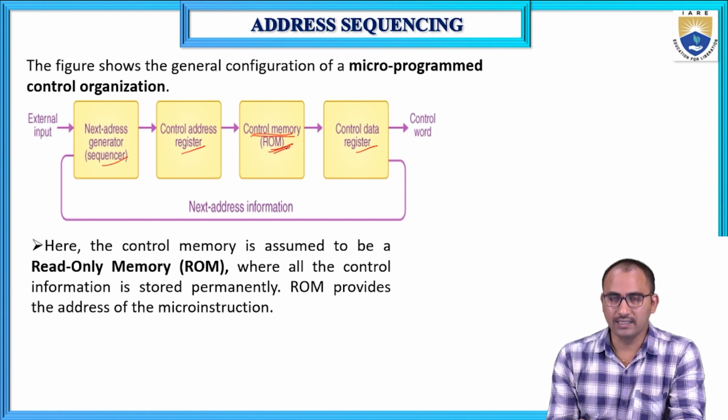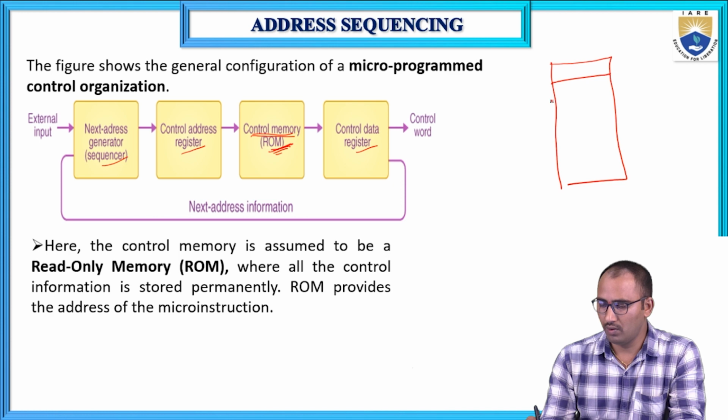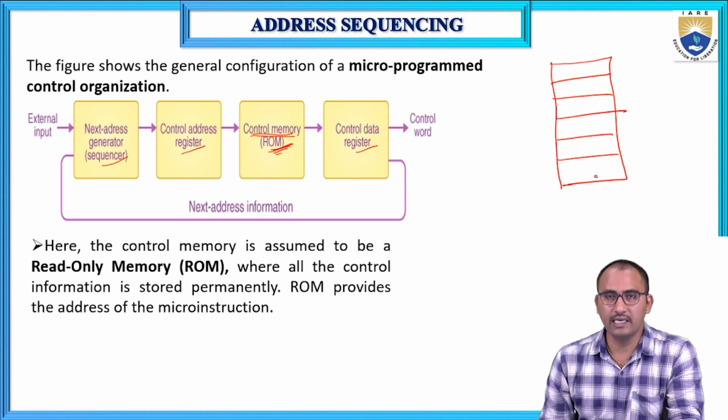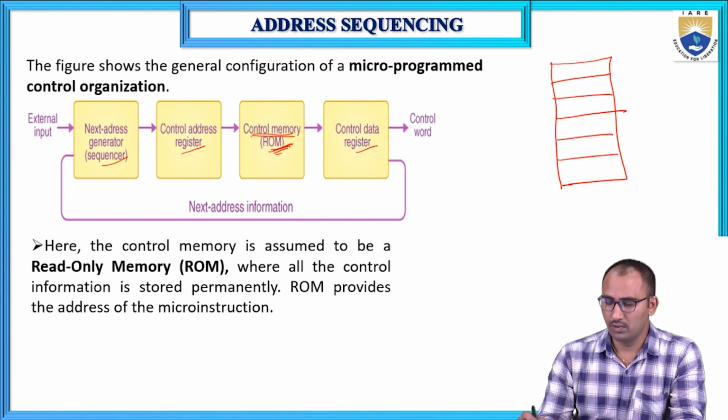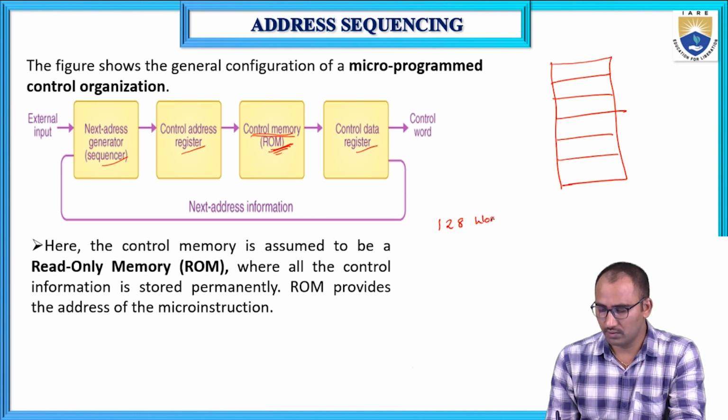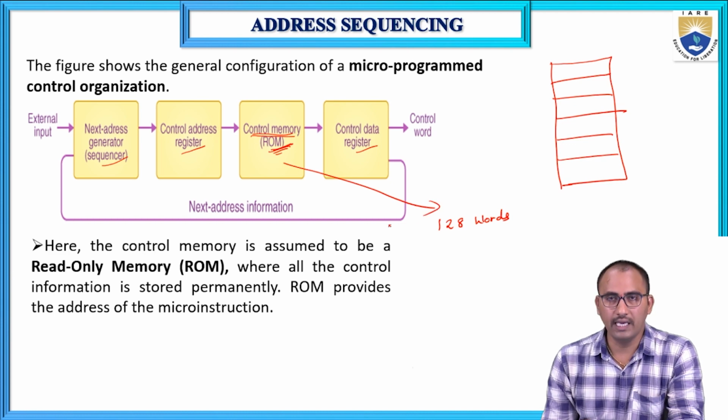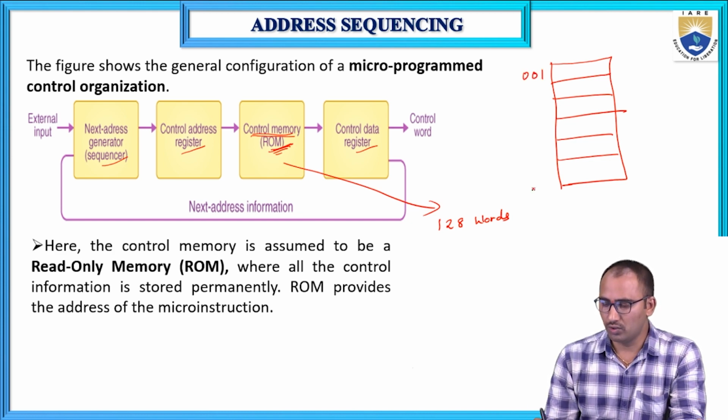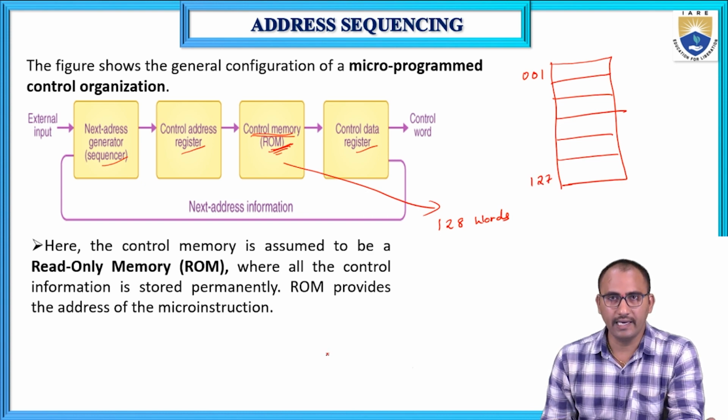Here the ROM memory can be considered as the control memory. ROM, read only memory, means it is a permanent memory. So ROM can be considered to store the microprogram. If you look into the structure of the memory, it contains multiple memory locations. Suppose you assume the size of this ROM is 128 words. That is nothing but the memory contains a total of 128 memory locations, starting with 0 to 127. So in total it contains 128 memory words. A memory word is nothing but a memory location.